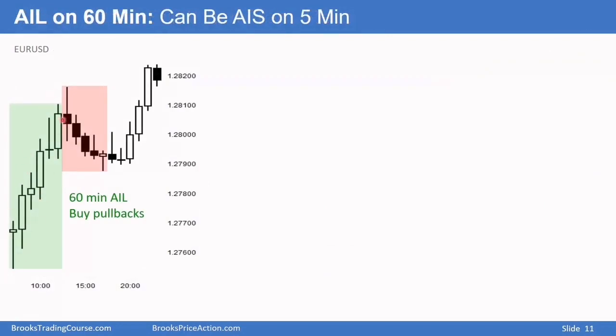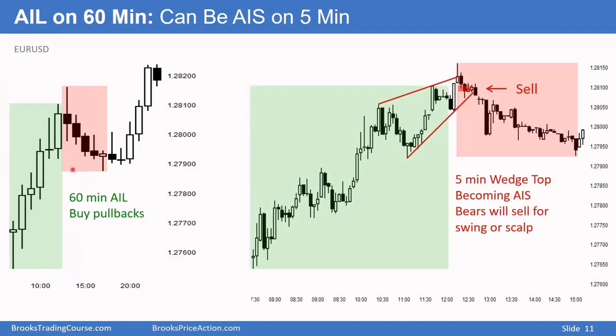Here's the euro versus the dollar 60-minute chart, clearly always in long. Not enough to make it short, so it's still always in long. Traders will buy pullbacks either above that bar or above this bar. However, we traded down here for 5 hours, so it might be always in short. On the 5-minute chart, this rally is this, and we have a wedge, 1, 2, 3. And a lot of the bulls will sell to exit, and a lot of bears would sell to go short, looking for a couple legs down.